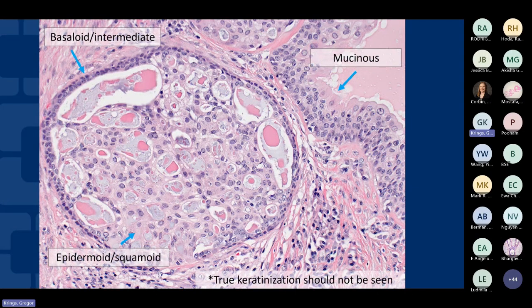Like in other sites, these tumors are comprised of multiple cell types. The basaloid or intermediate cells tend to be present at the periphery of the tumor cell nests. These cells have a high N/C ratio and tend to be more hyperchromatic and basaloid. The epidermoid and squamoid cells have more voluminous cytoplasm. These can show squamoid changes present both peripherally and centrally. And then the mucinous cells, which have mucinous cytoplasm. Importantly, true keratinization should not be seen in these tumors.